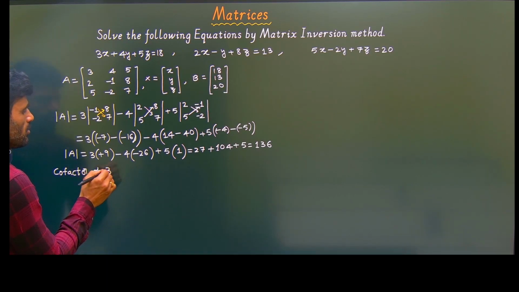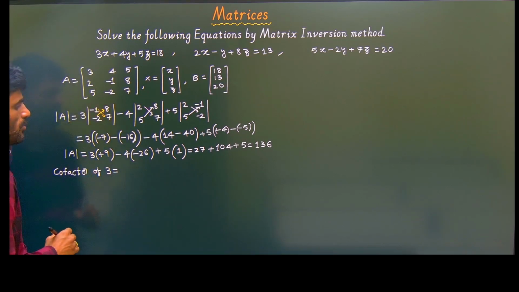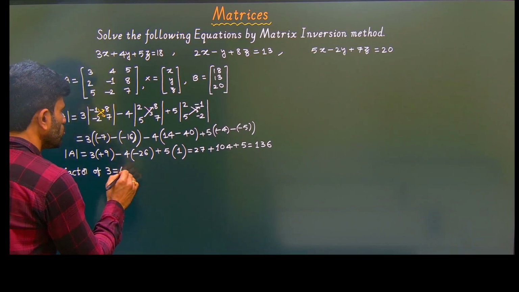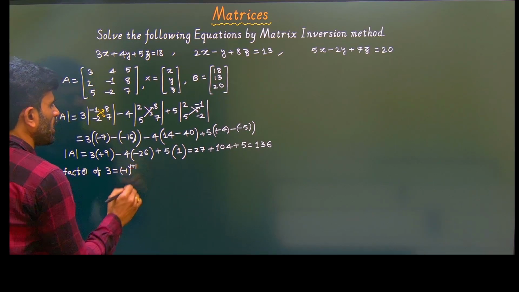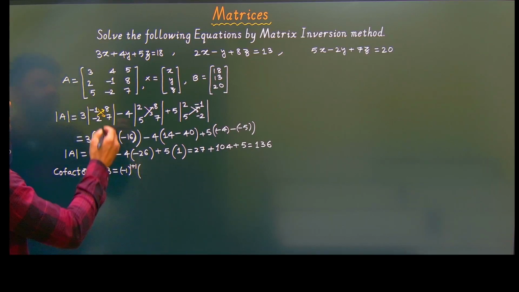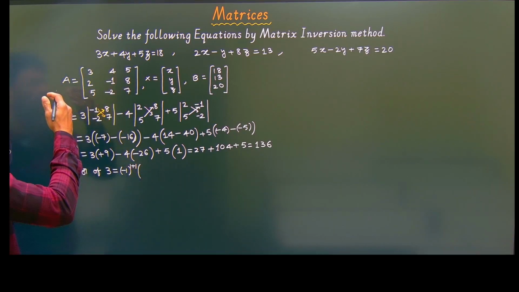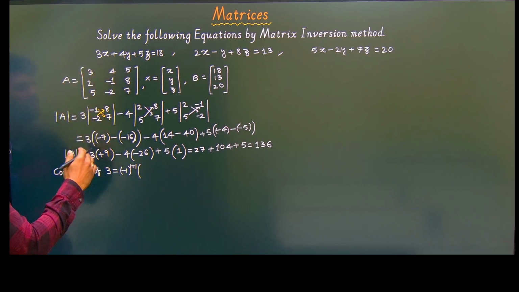Cofactor of 3, that is equal to 3, is present in the first row and first column. So we should take minus 1 whole to the power of 1 plus 1. When we find the cofactor, minus 1 whole to the power of 1 plus 1 into, again the same procedure like how we did before. First row and first column should be deleted and the remaining elements we have to take.